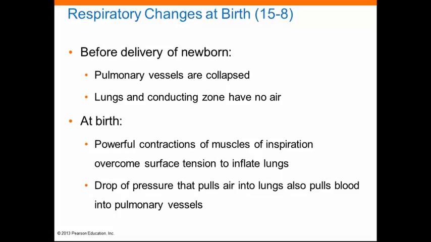At birth, the newborn takes the first breath through a very powerful contraction of the diaphragm and the external intercostal muscles. The air inflates the entire bronchial tree and most of the alveoli. It also pulls blood into the pulmonary circulation. Cartilages and connective tissue keep the conducting passageways open, and the surfactant covering the alveolar surfaces is going to prevent the collapse of the alveolar surfaces.